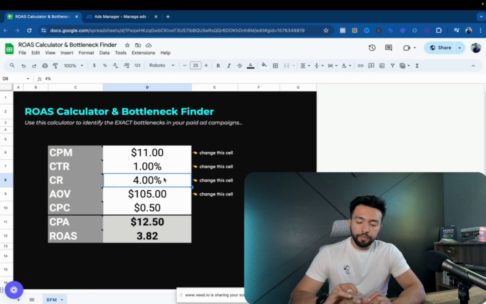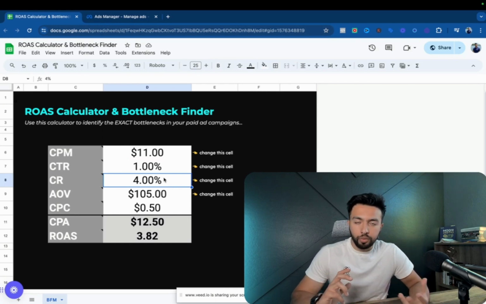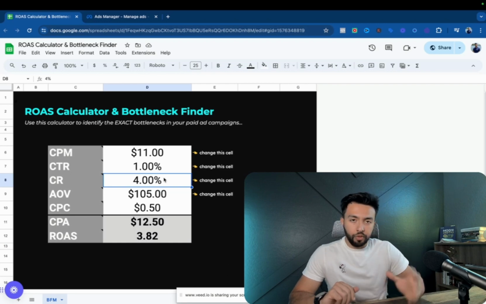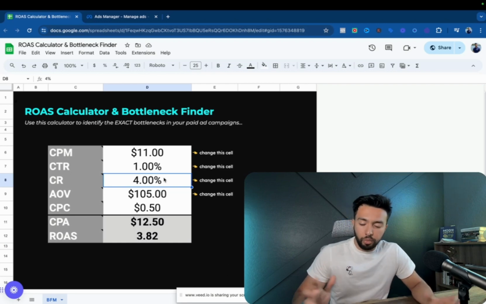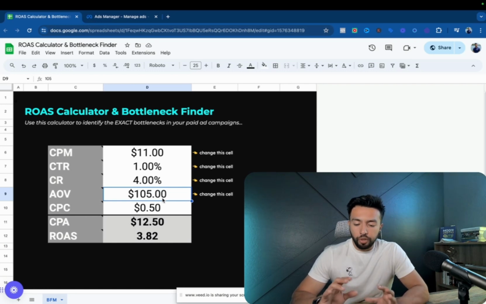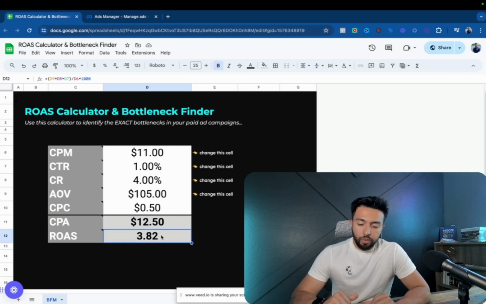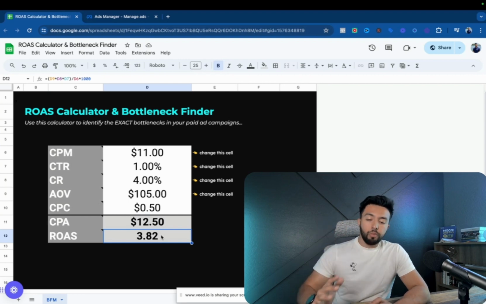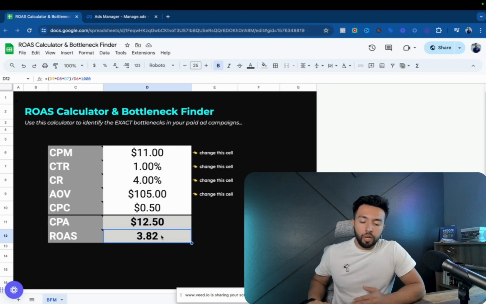Now, conversion rate, that is when people land on your product page and convert. That's the percentage of people that land on your product page and convert. And then the average order value, how much you sell your product for, put $105 here. And then the cost per click, the lower you can get your cost per click, the cheaper you can get a sale or a purchase. And that will calculate the CPA, cost per acquisition, and then the ROAS, which is 3.8. With these numbers, we are seeing a 3.8 ROAS.